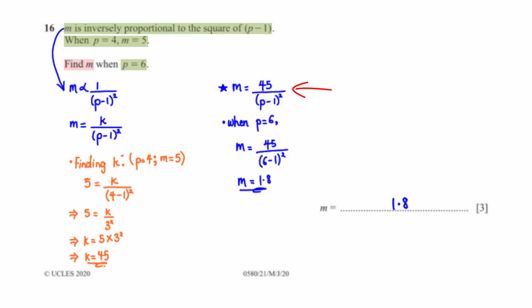So now we have m equals 45 divided by (p minus 1) all squared. When p equals 6, we have m equals 45 divided by (6 minus 1) squared. And when we type this into the calculator, we get the value of m as 1.8.